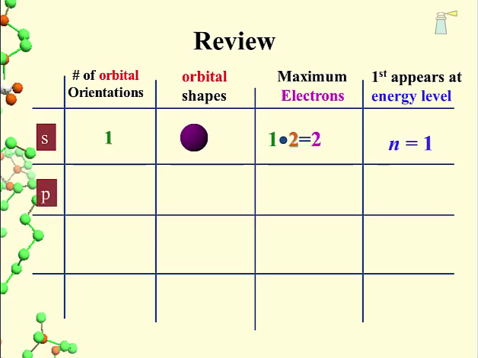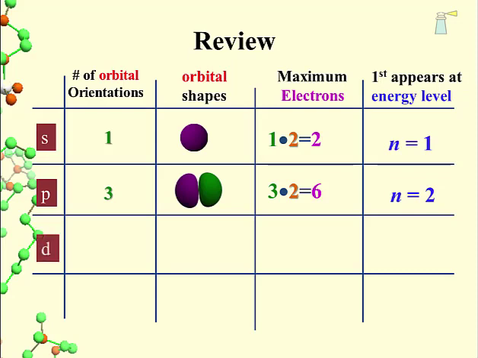Onto the p orbitals. There are three orientations of the p orbitals. The p orbitals are of a dumbbell shape. The three orbitals are perpendicular to each other. That is, they meet like the corner of a floor and two walls. Since there are three p orbitals and each can hold 2 electrons, a set of p orbitals can hold a maximum of 6 electrons. The first set of p orbitals appears at the n equals 2 energy level.